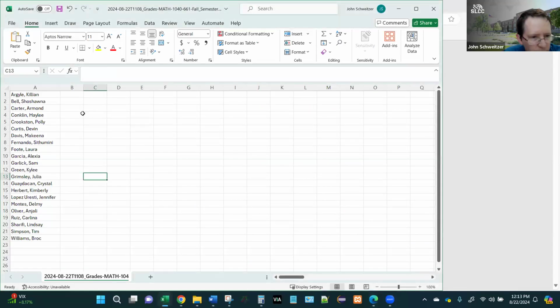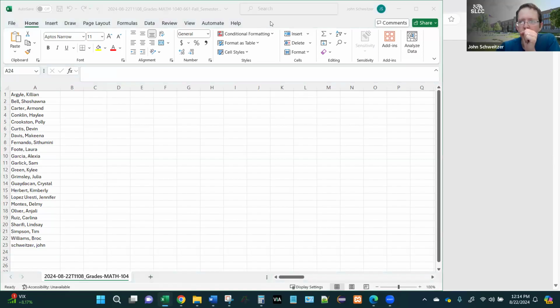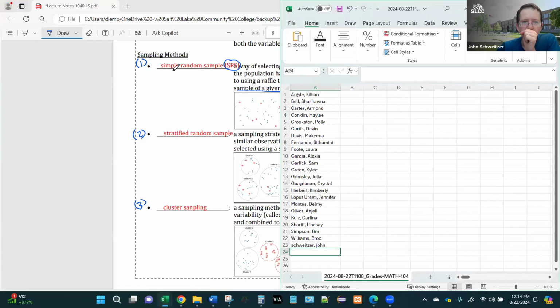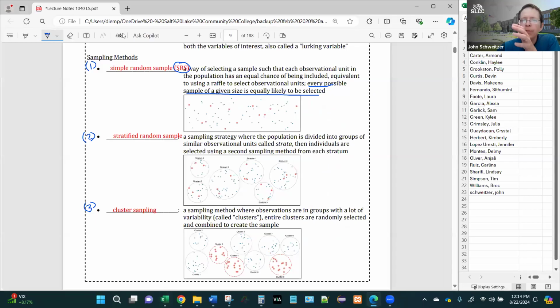It's right here. So let's do some samples using us. And I'll include me in here as well. And we'll put together a simple random sample. So let's say our population is everybody in this class. We're really interested in the people of this class. So let's say our population is everybody in this class, and we want to do a simple random sample for this class.